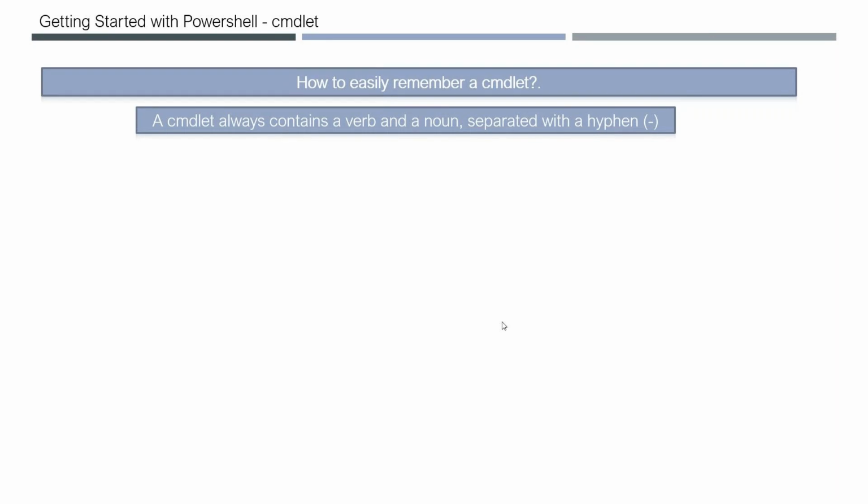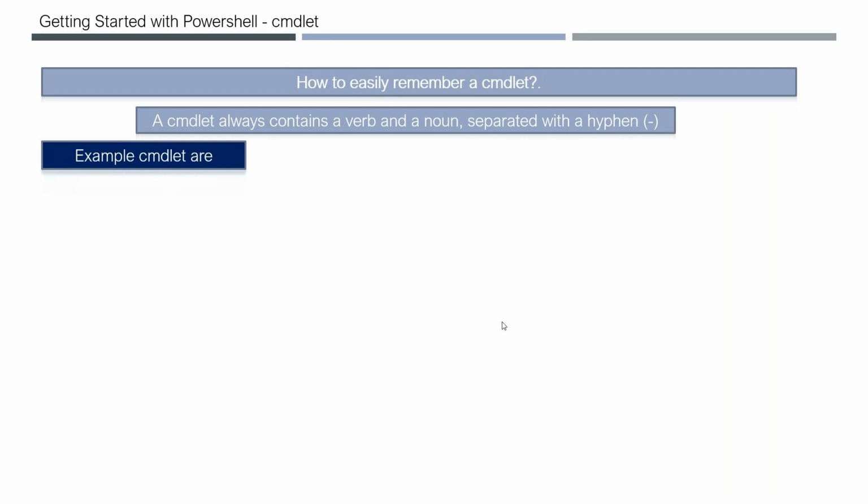Okay. So as I said, a cmdlet always contains a verb and a noun separated with a hyphen. I said word one hyphen word two, right? So the first word is a verb, and the second word is a noun in your cmdlet. Verb means some action, right?